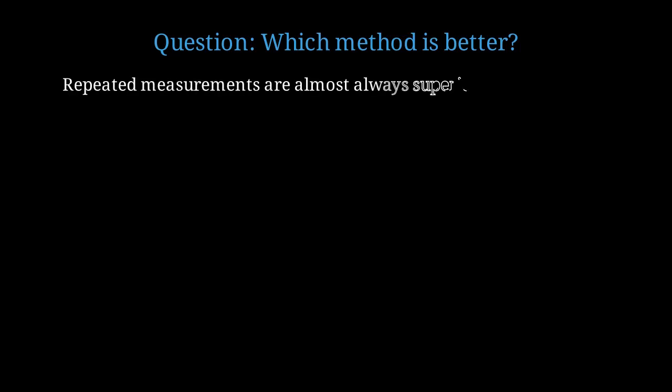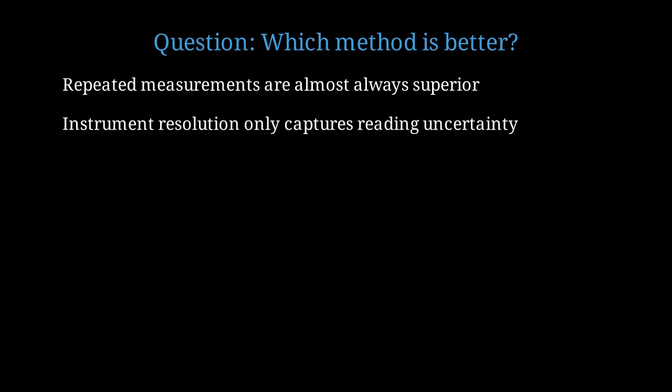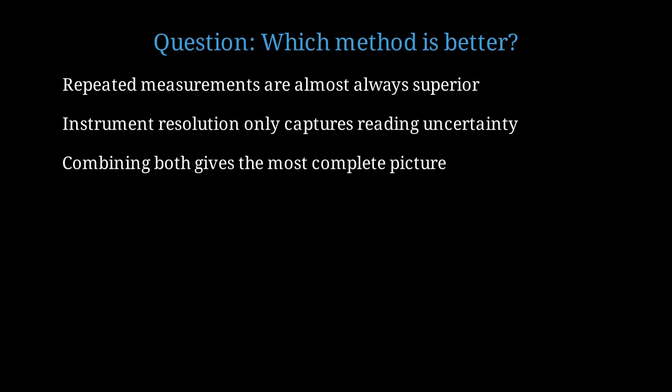You might be wondering, which method is better, repeated measurements or instrument resolution? Repeated measurements are almost always superior because they capture both instrument uncertainty and real system variability. Instrument resolution only captures the uncertainty in reading the instrument, not variations in what you're measuring. The best approach is often to combine both. If your repeated measurements give a standard deviation smaller than the instrument resolution, use the instrument resolution as your error bar.